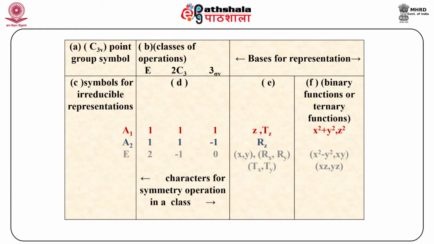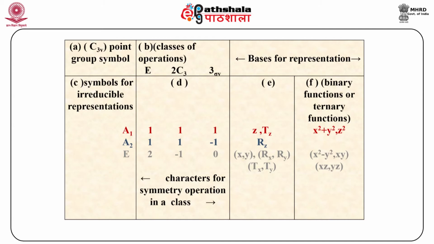Section D gives the characters for A1, A2 and E. For A1 it is 1, 1, 1. For A2 it is 1, 1, -1, and for E it is 2, -1 and 0. That is, section D gives the characters for symmetry operations in a class.